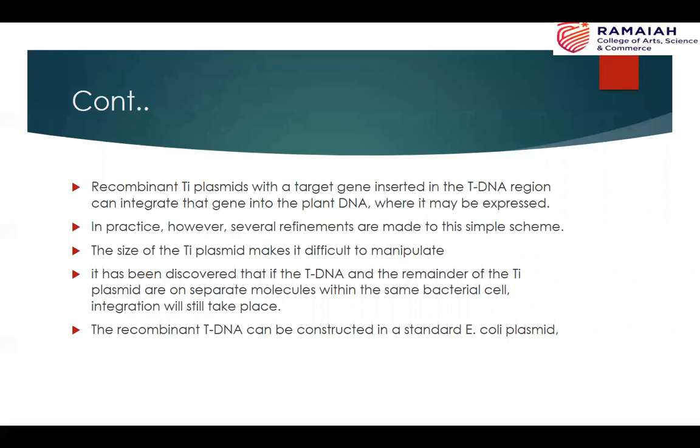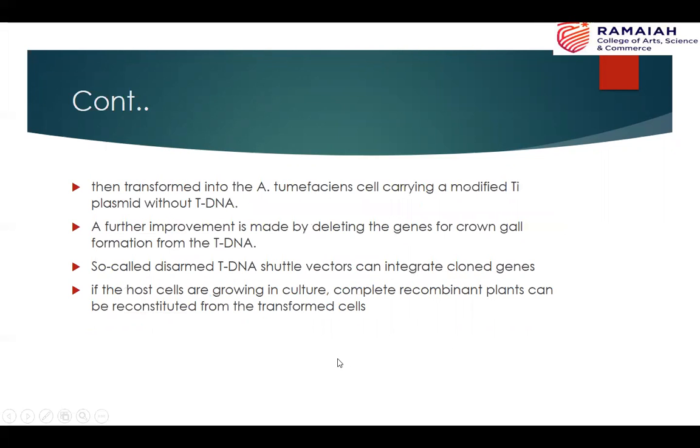Based on this discovery, the recombinant tDNA was constructed. The tDNA of the Ti plasmid is separated, right? On that molecule, the gene of interest is incorporated using the standard E. coli plasmid techniques, and then it is transformed into the Agrobacterium tumefaciens bacteria containing the remainder Ti plasmid without the tDNA. So that bacterial cell will contain the tDNA into which your gene of interest has been incorporated and also the remaining portion of the Ti plasmid.